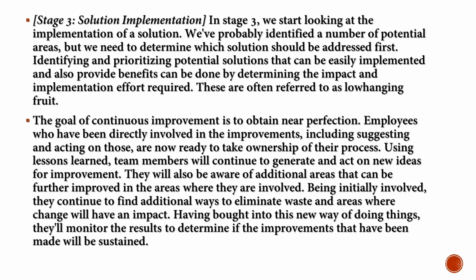Identifying and prioritizing potential solutions that can be easily implemented and also provide benefits can be done by determining the impact and implementation effort required. This is often referred to as low-hanging fruit, and the goal of continuous improvement is to obtain near perfection.